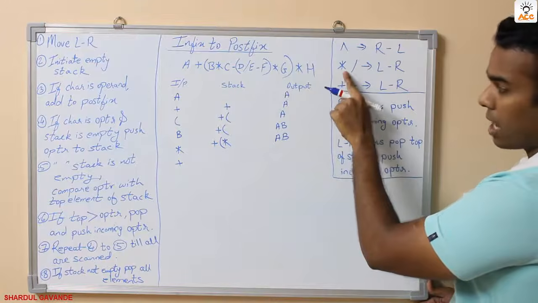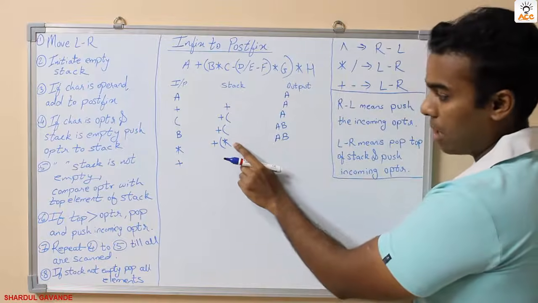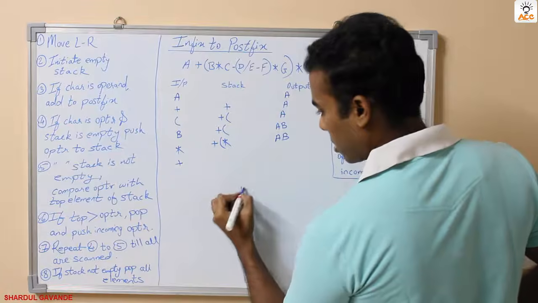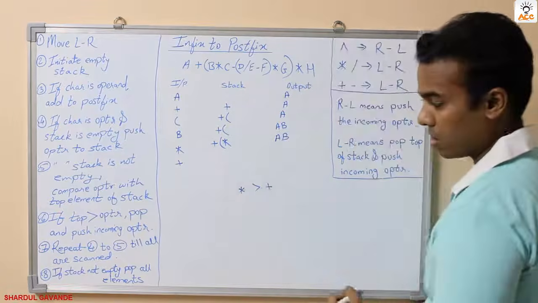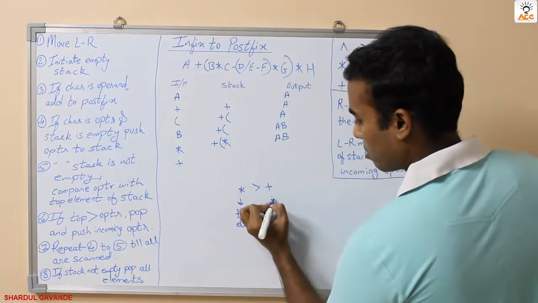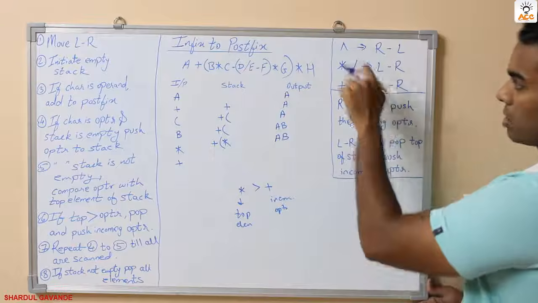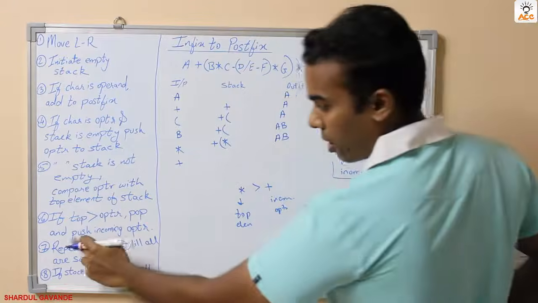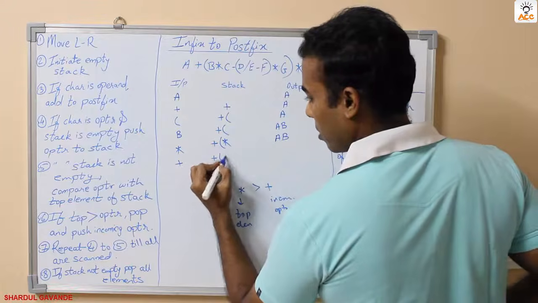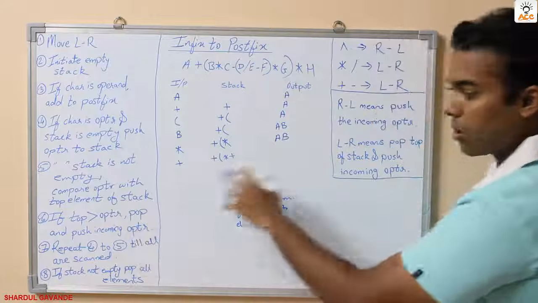Star has higher precedence than plus, which means this is my top element of stack and is greater. So star is greater than plus. This is my top element and this is my incoming operator. So it is greater than plus as per the basic rule. Then what? Push the incoming operator. So I'll directly push this plus over here. Okay, so this is how it has been used.